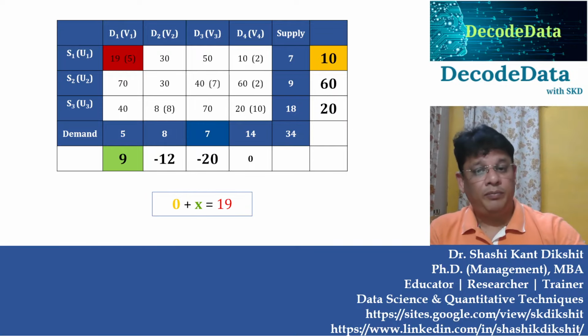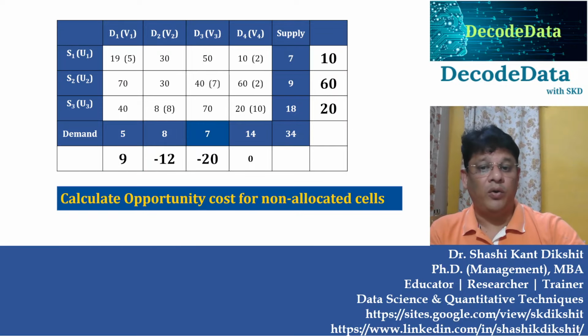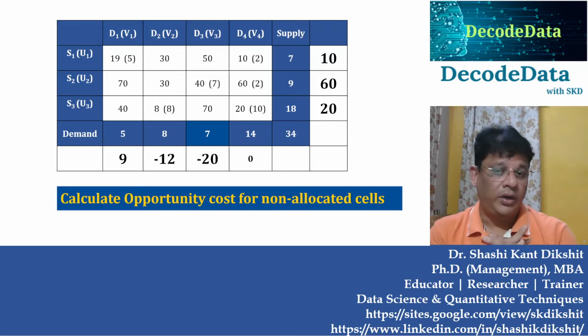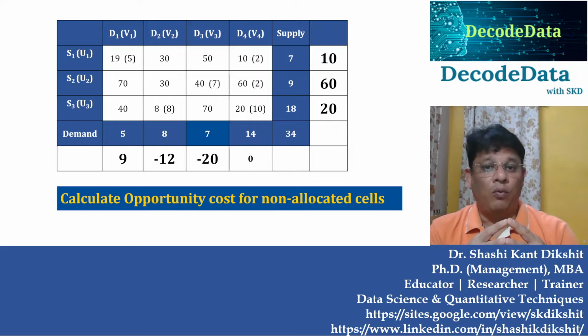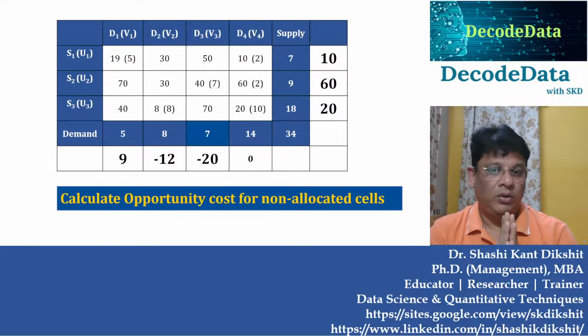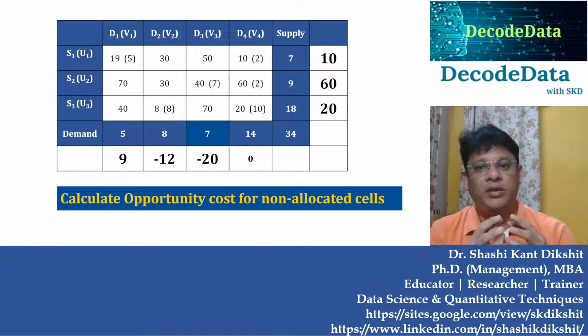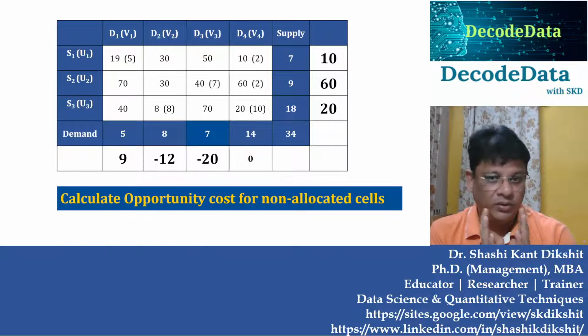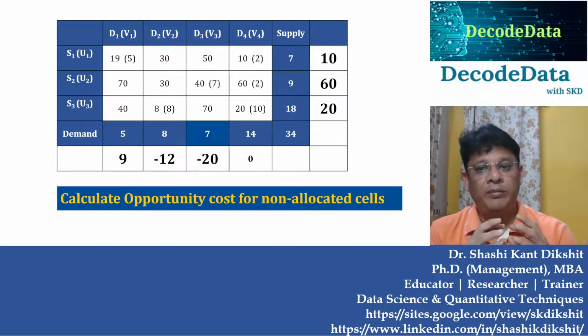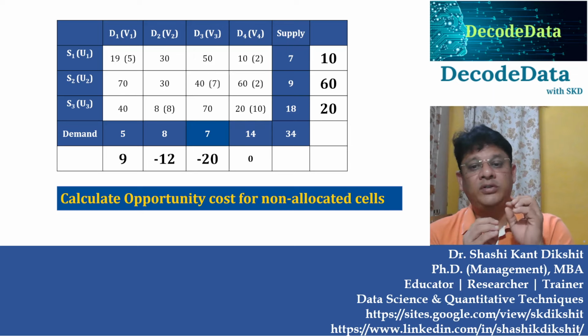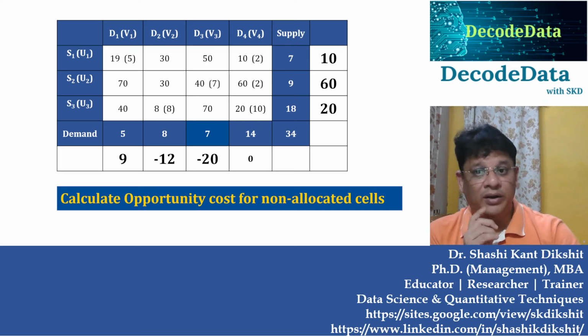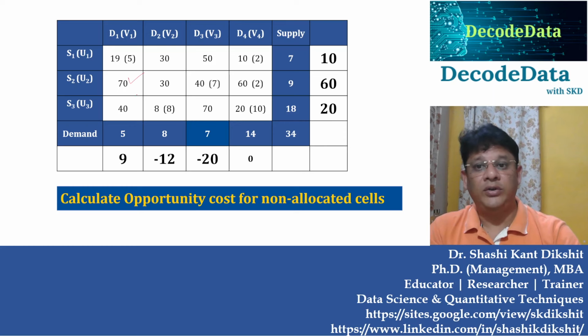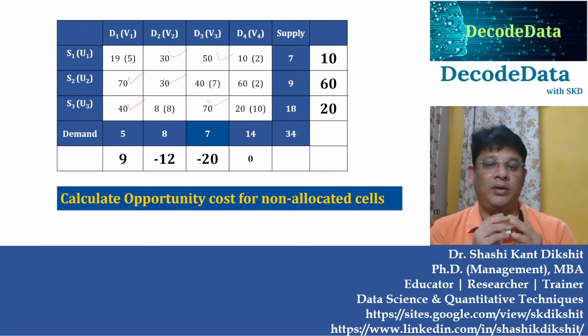Now this is the place where you have to find out the opportunity cost, right? Now what is the opportunity cost? See, our objective in this case is to minimize the cost, right? If you have to minimize the cost, you have to find out the cells that are not allocated. So this is one cell that is not allocated, this is another one, and another one, and these are the 6 cells that are not allocated at all.